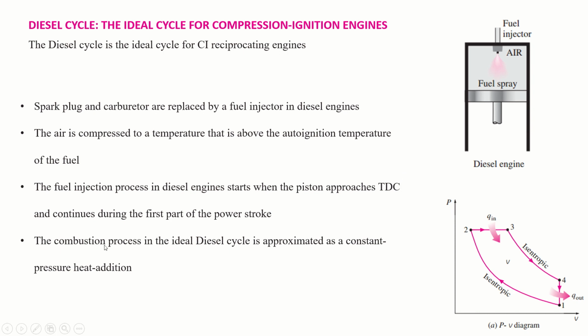The combustion process in the ideal diesel cycle is approximated as a constant pressure heat addition, whereas in the Otto cycle, this combustion process was considered as constant volume heat addition. These are some differences between the Otto cycle and the diesel cycle. So the diesel cycle is used in diesel engines, which are commonly used in heavy duty trucks and 4x4 vehicles.